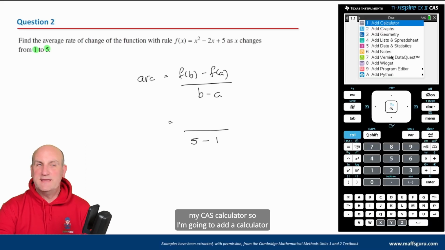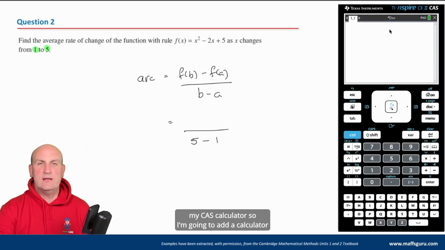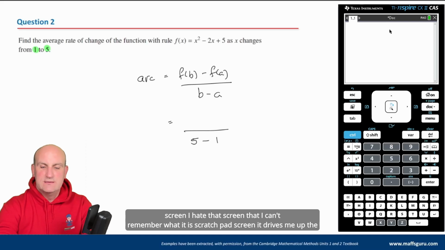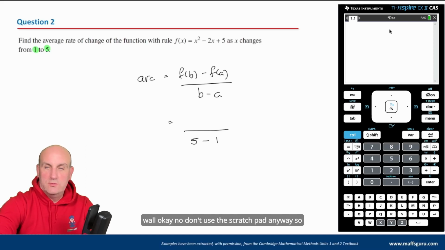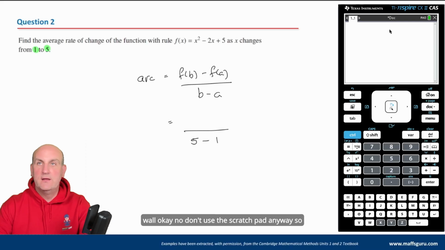And there we go. There's my CAS calculator. So I'm going to add a calculator screen. I hate that screen, I can't even remember what it is, the scratch pad screen. It drives me up the wall. Okay, no, don't use the scratch pad.